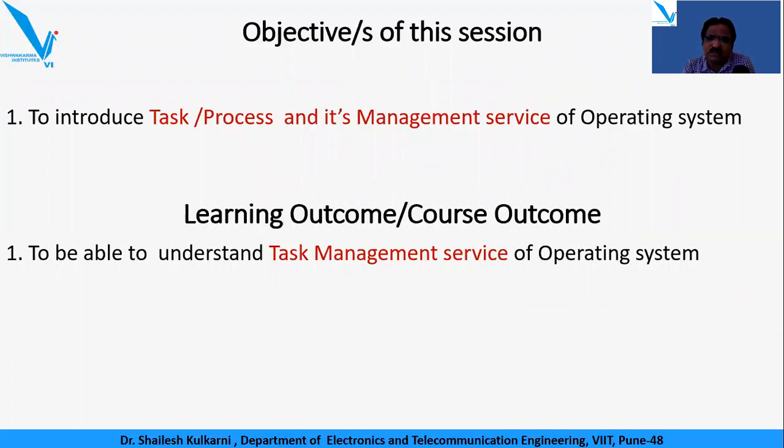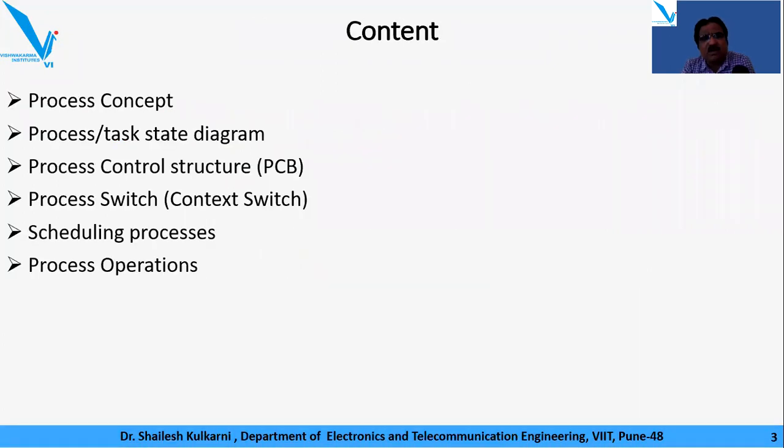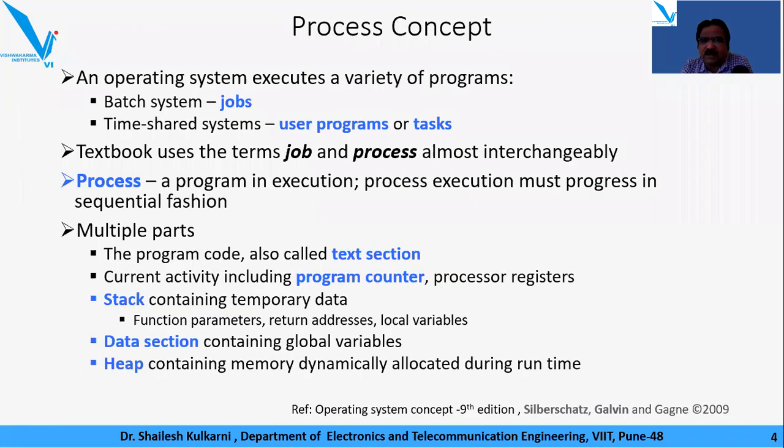So this was the discussion that we started off last time, where we understood the concept of the process, the state diagram, then the data structure as process control block. We were discussing the context switch. We will continue discussing the context switch in today's session also. Then we'll discuss how the scheduling of processes takes place and what the different operations are that are made on the processes by an operating system. So these are the contents.